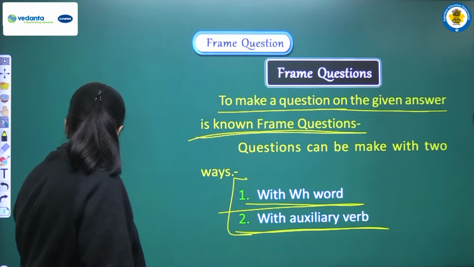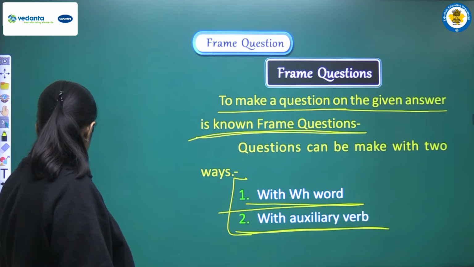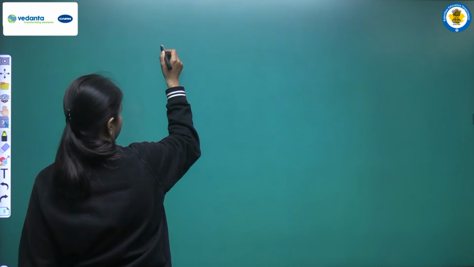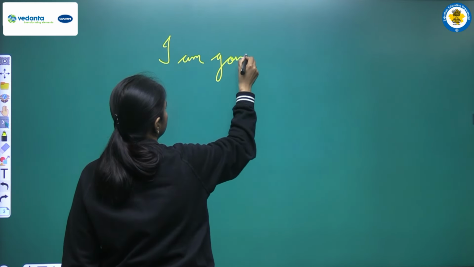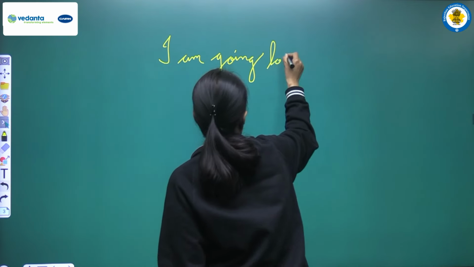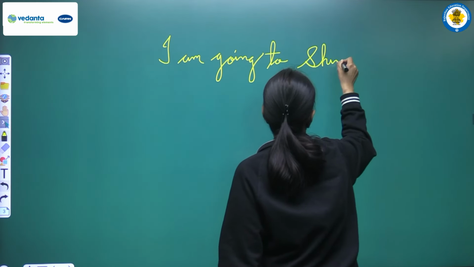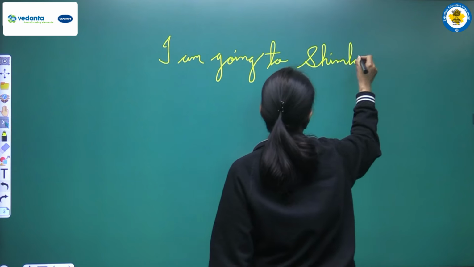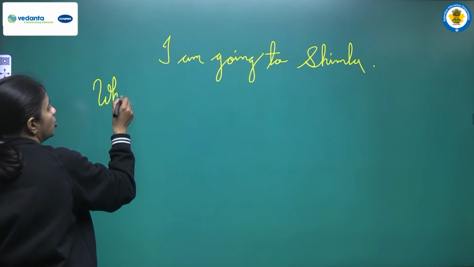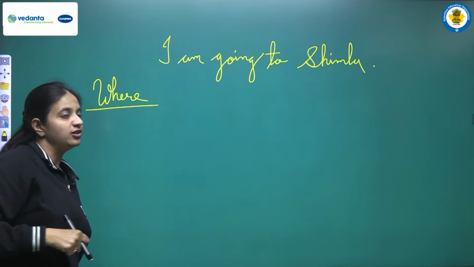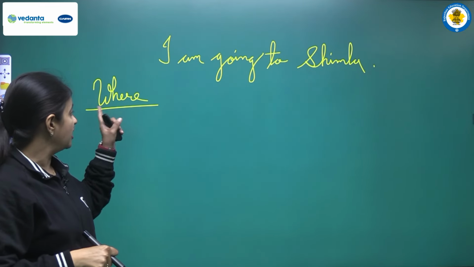So now let's take some examples and let's try to understand this more clearly, how we can make a question with an auxiliary verb and using any question word also. So let's say I am writing one sentence here: I am going to Shimla. So the sentence is that I am going to Shimla. Now I have to make the question and the question word is given to us. So where? We have to make a question and that question should start with where.